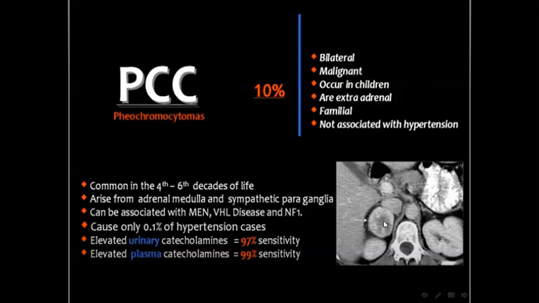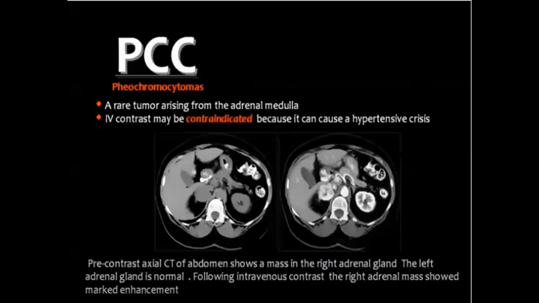Pheochromocytoma is the rule of 10s: 10% bilateral, 10% malignant, 10% occur in children, 10% are extra-adrenal, 10% are familial, and 10% of cases are not associated with hypertension. Pheochromocytoma is a rare tumor arising from the adrenal medulla.